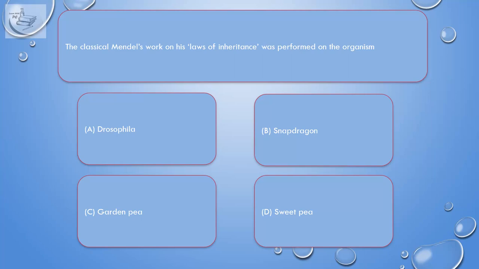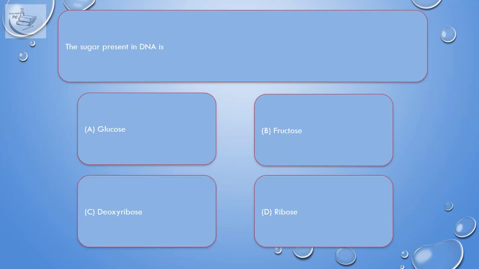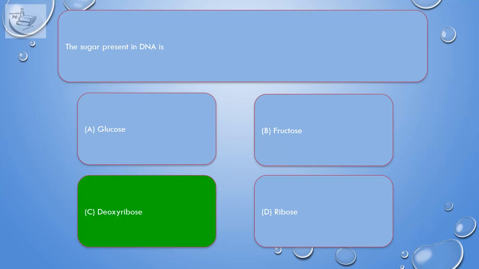Question: the classical Mendel's work on his laws of inheritance was performed on the organism A. Drosophila, B. Snapdragon, C. Garden pea, D. Sweet pea. Correct answer is C. Garden pea. Question: the sugar present in DNA is A. Glucose, B. Fructose, C. Deoxyribose, D. Ribose. Correct answer is C. Deoxyribose.